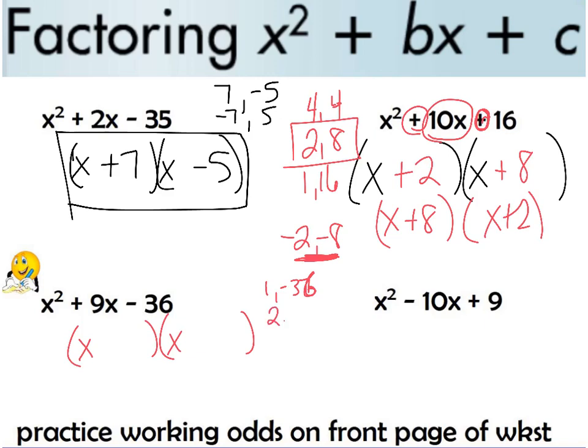I could go 2 and negative 18. That multiplies to negative 36. I could do 3 and negative 12. That multiplies to negative 36. 4 and negative 9. 6 and negative 6. Oh my gosh, I forewarned you. There's a lot of options here. Okay. The trick, though, is that I want to end up with a sum of 9 when I add them. So which one of these would add up to a positive 9?